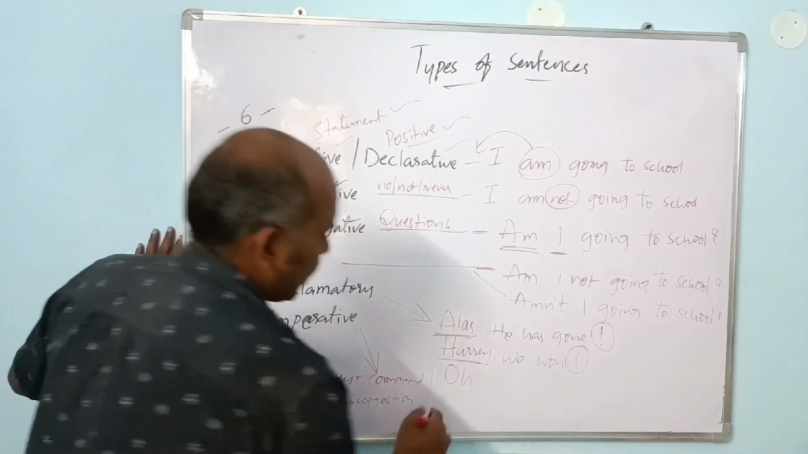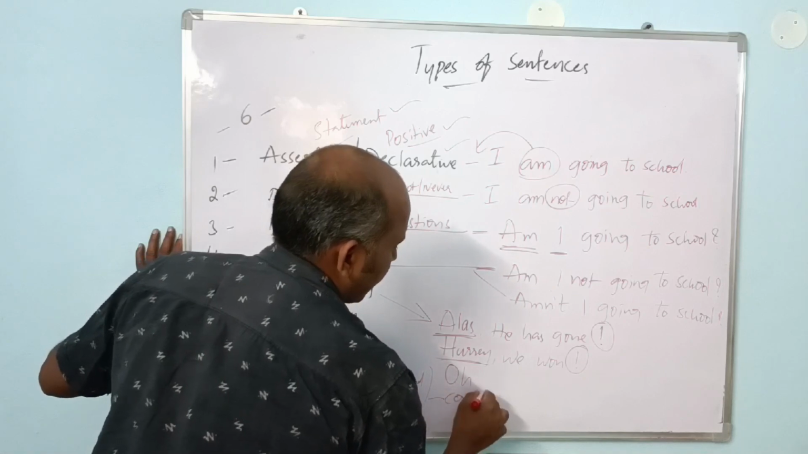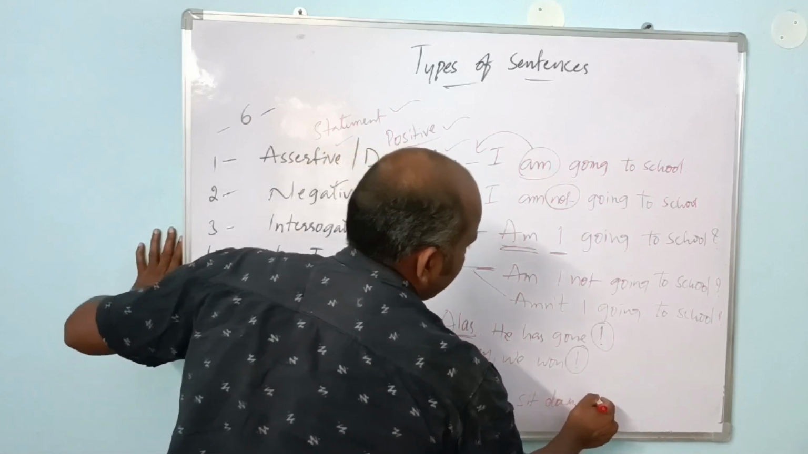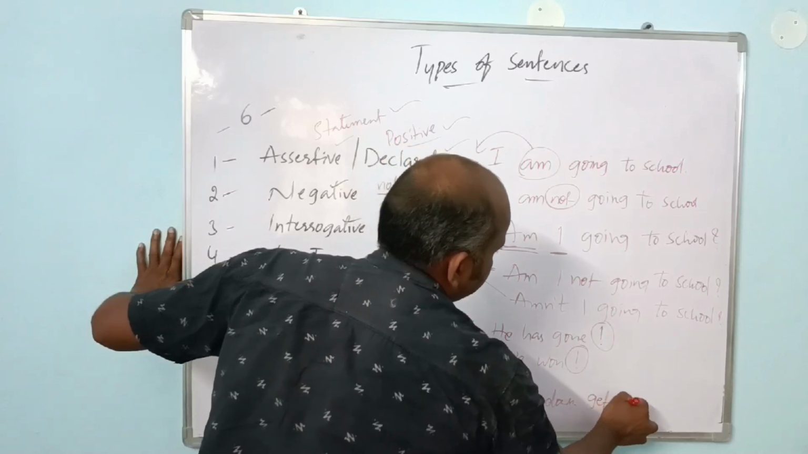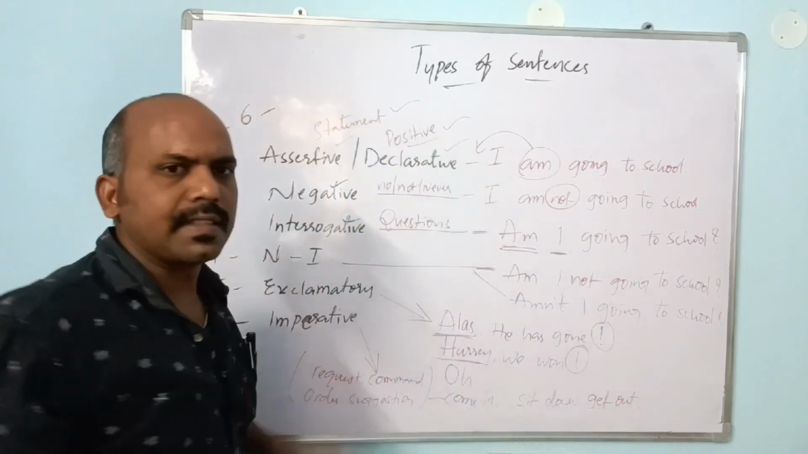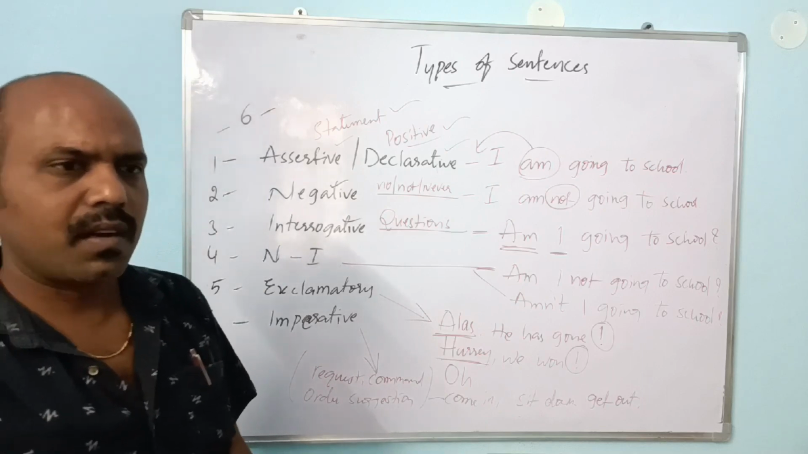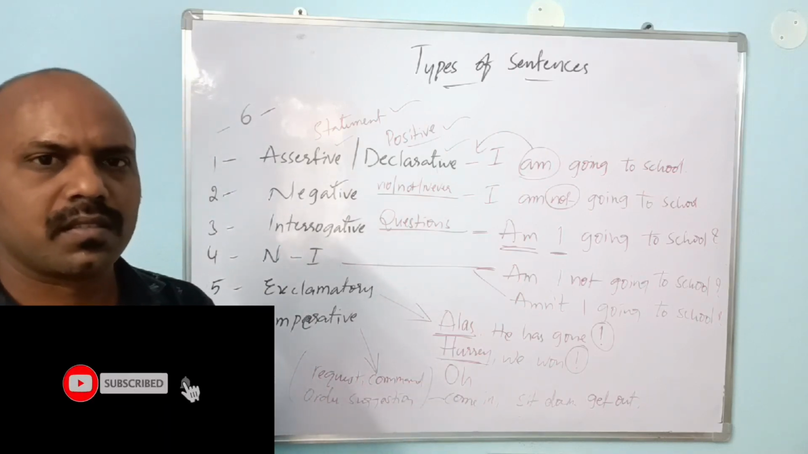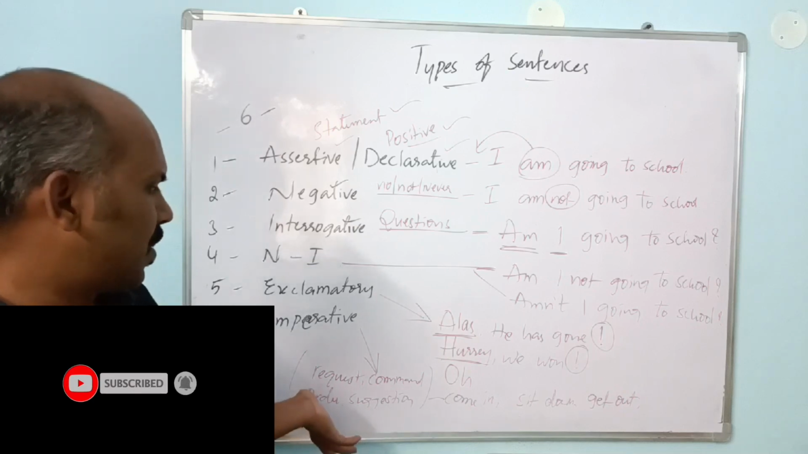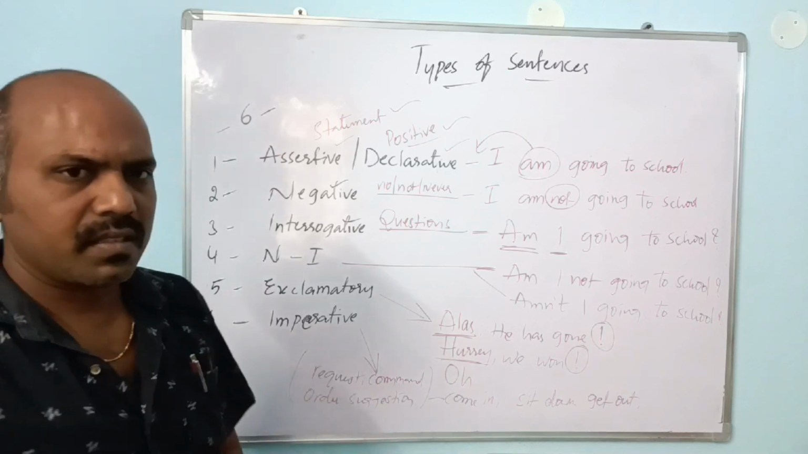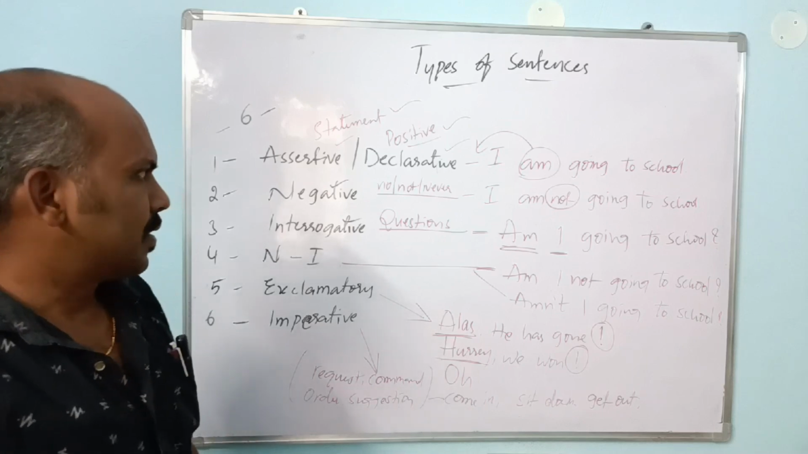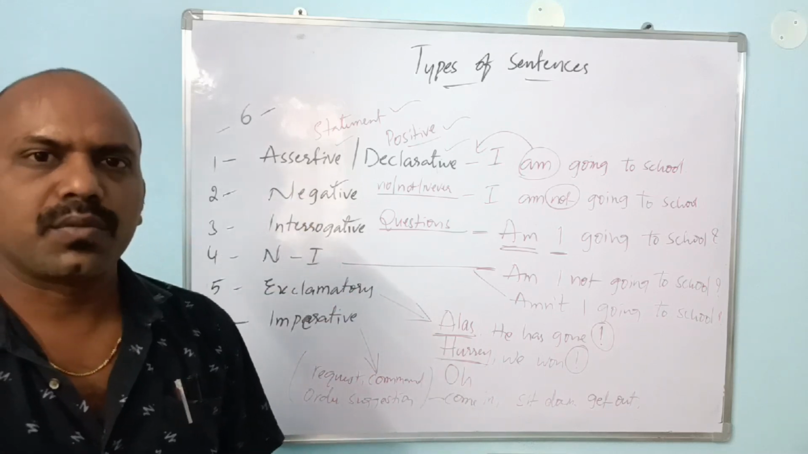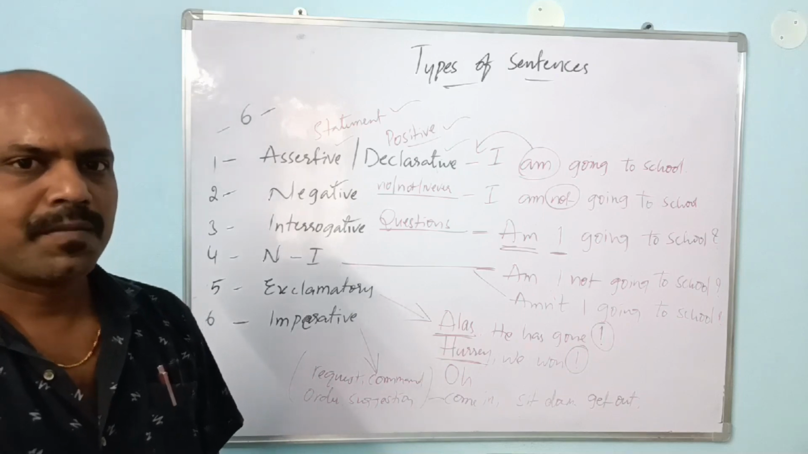Those are: come in, or sit down, or get out, please give me your book. So these are all commands, orders, suggestions, and these all come under imperative sentences, right? So here are the very basic types of sentences that we have to know first.